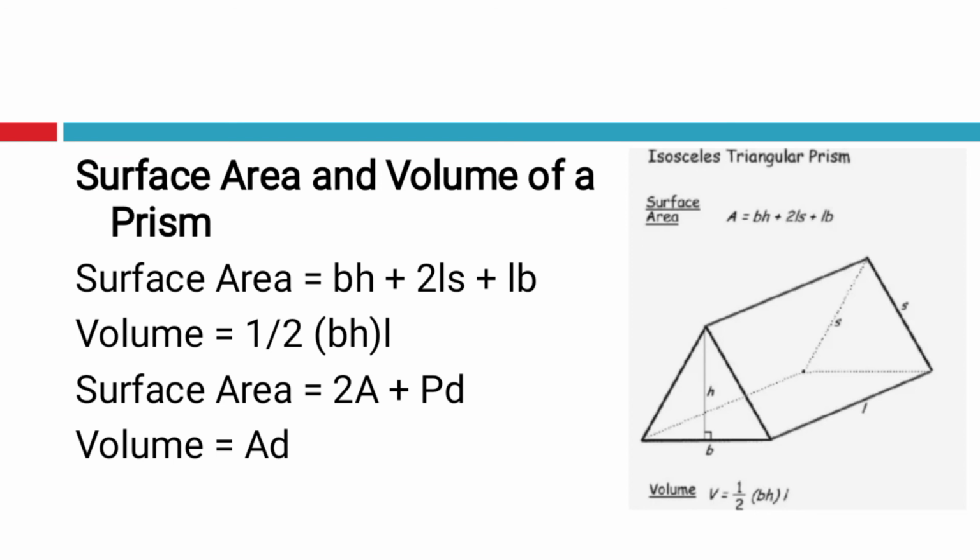So for surface area, you just add bh plus 2lx plus bl to get your what? Surface area. The volume is equal to V equals 1 over 2 bhl.